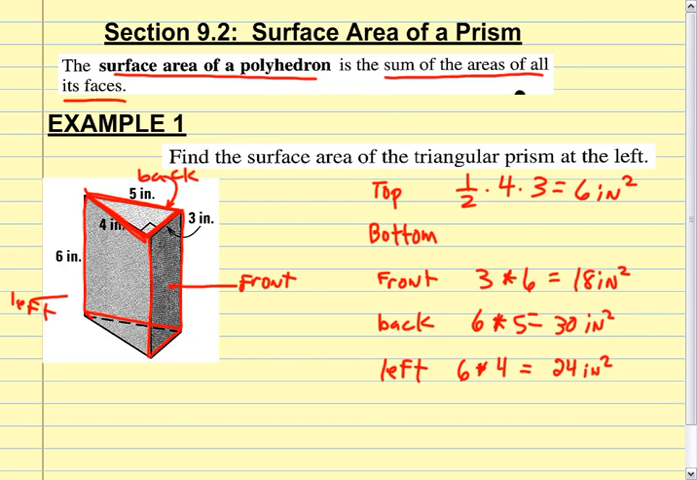Now let me ask you something. What do you think the area of the bottom is going to be? It's going to be the same thing. It's the same shape, isn't it? So this is also 6 inches squared.